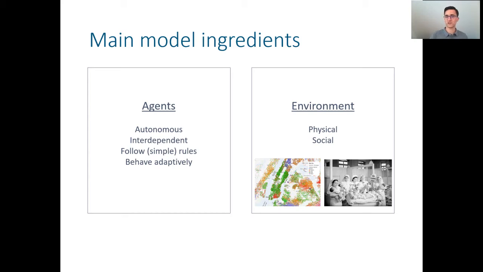What does an agent-based model contain? What are its constituent parts? Agent-based models usually have two main components: agents and the environment in which they are embedded. Agents are typically autonomous but interdependent. That is, they make their own decisions, but in doing so, they are affected by the things that the other agents around them do.